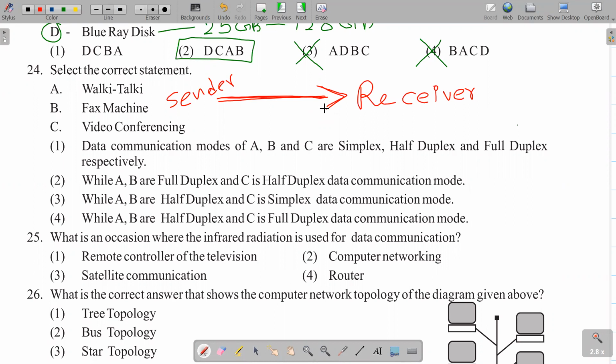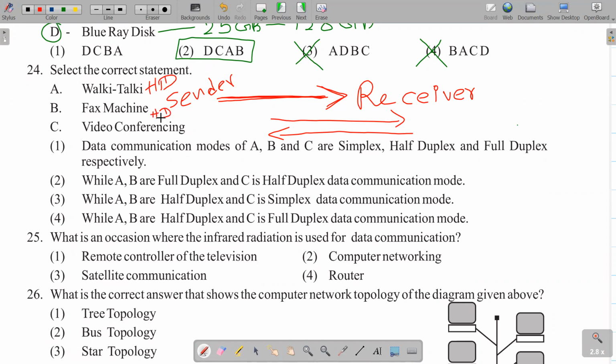And a fax machine is a half duplex one, right? Whenever you are receiving a fax, you won't be able to send another. So half duplex means what? It communicates both sides, but at a certain time it only communicates in one direction, right? Like walkie-talkies, like fax machines. So walkie-talkie and fax machine can be considered half duplex.